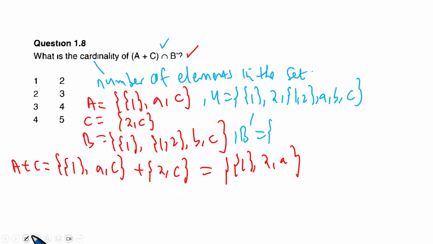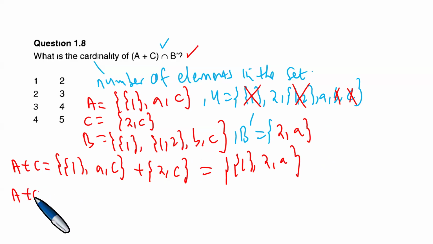So we go straight to the U, and looking at the U, we cross out the elements that are there. To find B complement, 1 is common, so we remove it. Then we have the C, we remove it. We have the B, we remove it because it's there. We removed 1, B, C, 1, 2, and then we have 2 and A. Now let us ponder on this and reason this out. So that is the set.